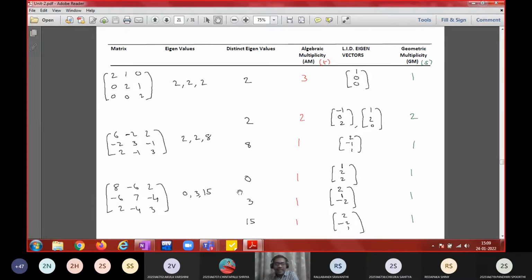And the case can be like this. Eigenvalues can be 2, 2, 8. That means 2 is occurring twice. Therefore, the algebraic multiplicity of 2 is 2. 8 is occurring only one time. Therefore, the algebraic multiplicity of 8 is 1.